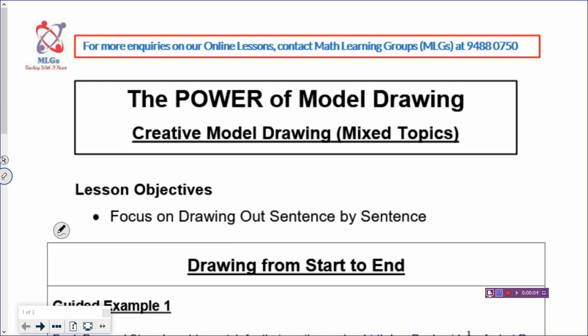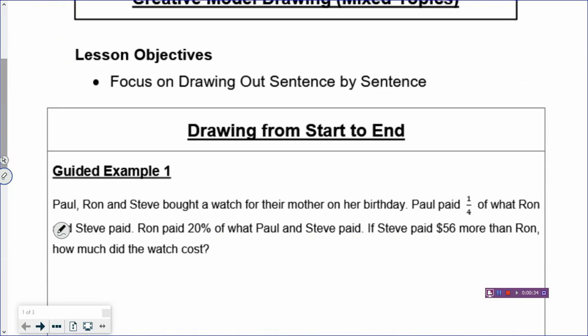Alright, now we are going to resume our drawing lessons. From this lesson onwards, we are going to learn to creatively draw out the problems that we see in our homework and exam papers. Every time you see a word problem, and you think you can apply model drawing, you should focus on drawing out sentence by sentence. We don't try to solve at the beginning. We always draw the model first, and after you have completed the model, then we look at the model to solve. Alright, so let's look at number one.